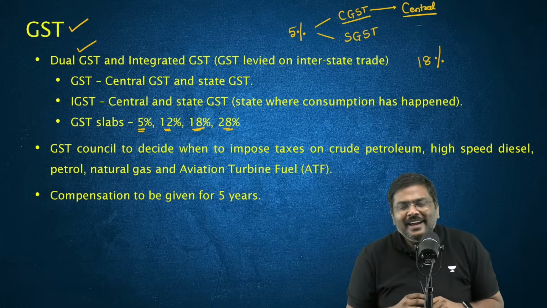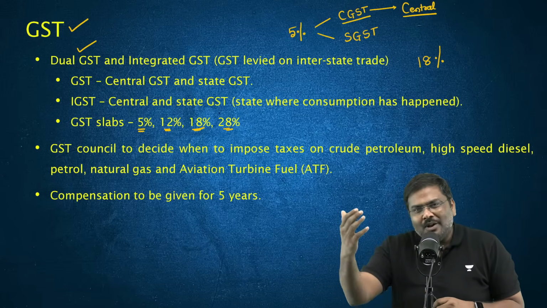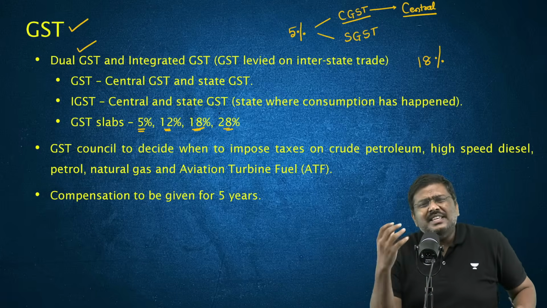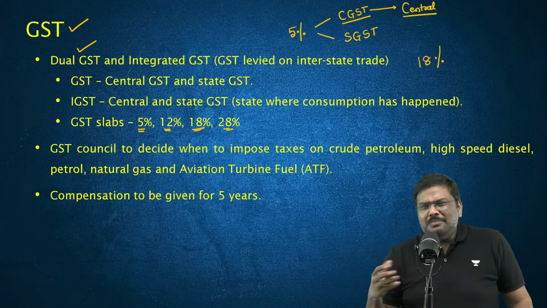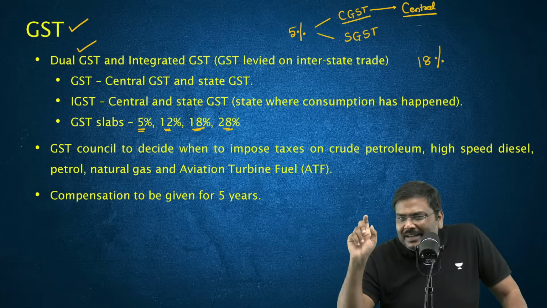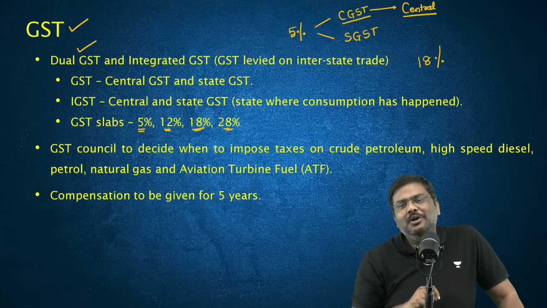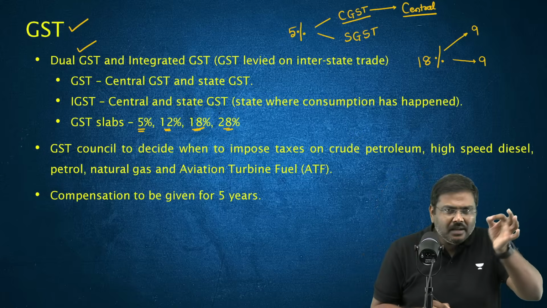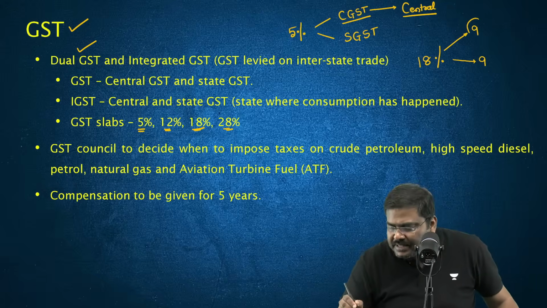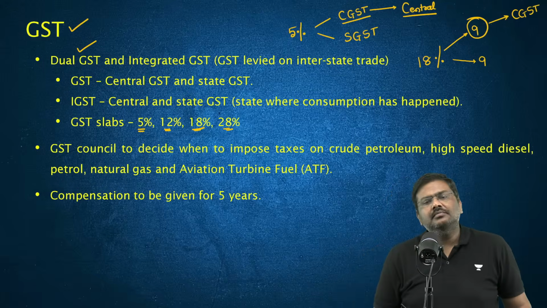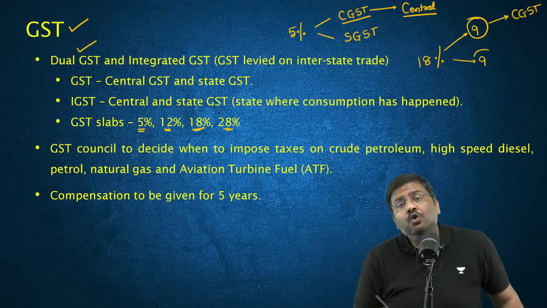And the moment I say divide into two equal parts, a lot of you will take your smartphone and open the calculator app. Why? Your CSAT is very strong, by the way. You will type 18, then divide by 2. No, please don't do that. That will become 9% and 9%. This 9% will go to the central government, CGST. The remaining 9% will go to whom?